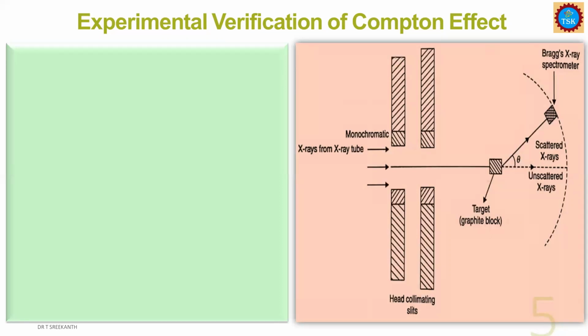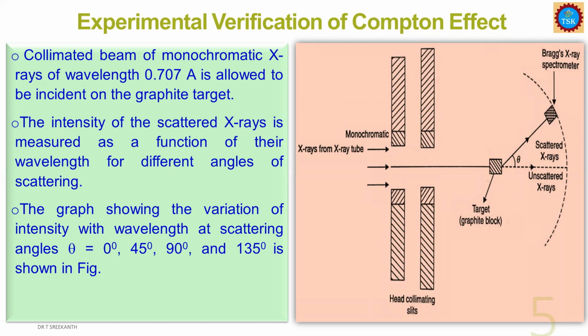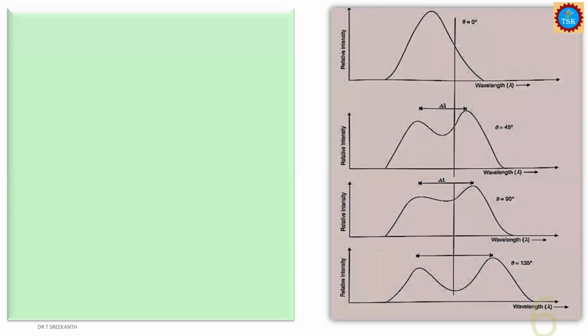In this experiment, we place the Bragg spectrometer at different positions, meaning at different angles, and we record the intensity of the X-rays. The intensities are observed at 0 degrees, 45 degrees, 90 degrees, and 135 degrees. Using this data, if we draw a diagram of intensity versus wavelength, it is observed that at theta equal to 0 degrees, we observe only one peak. It means that the Compton shift is 0 for theta equal to 0 degrees.